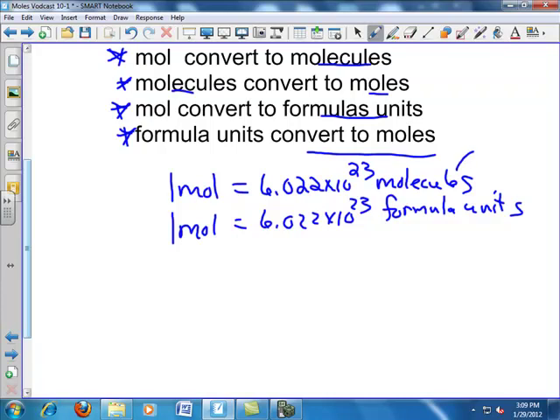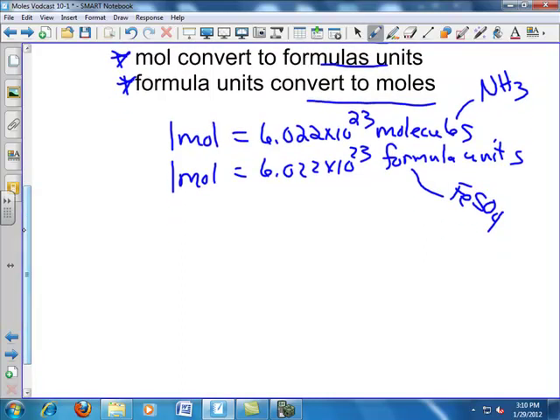Okay? As an example, NH3 is a molecule. As an example, FeSO4 is a formula unit. It all has to do with the type of bond and what they are. Okay? But again, the math doesn't change.